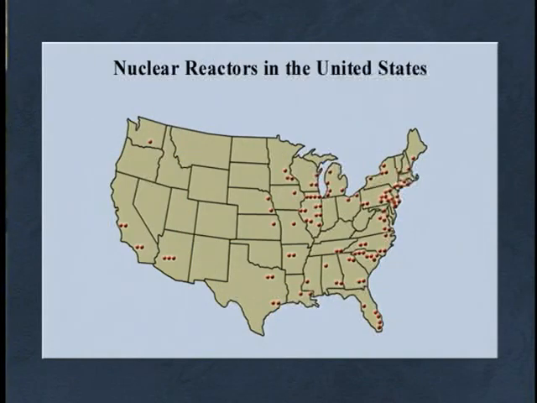As of the early 21st century, there's a total of 103 nuclear power plants in the United States in 31 different states. These power plants provide about 20% of the electrical energy in the United States, and it's an ongoing debate whether or not to build more. There are real safety concerns associated with nuclear power.